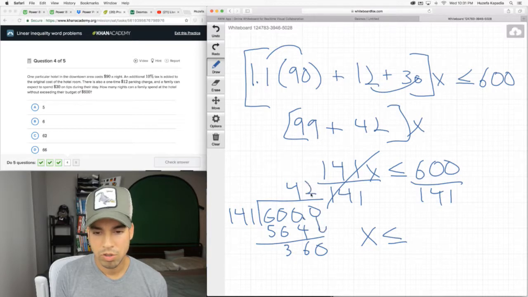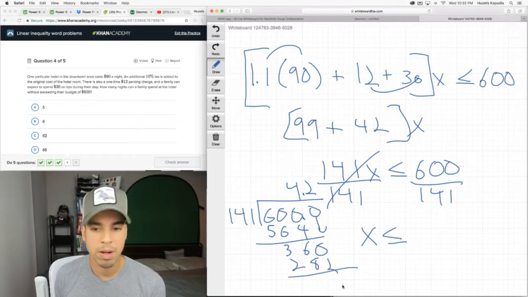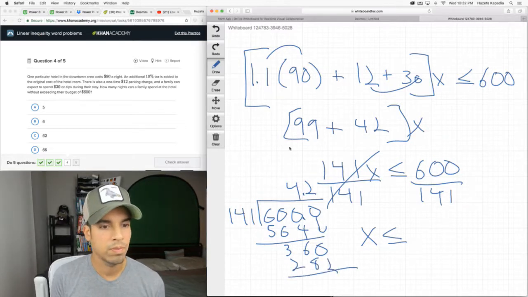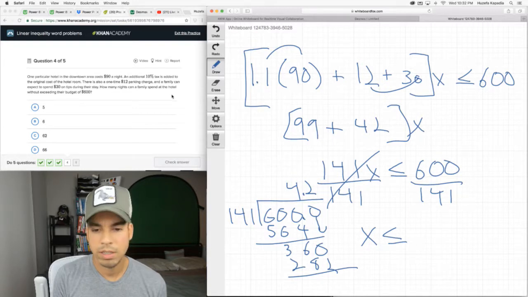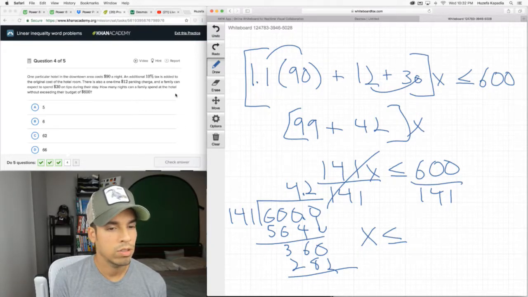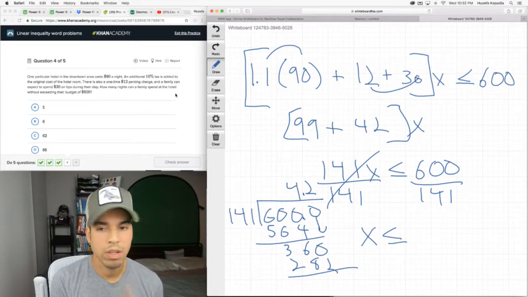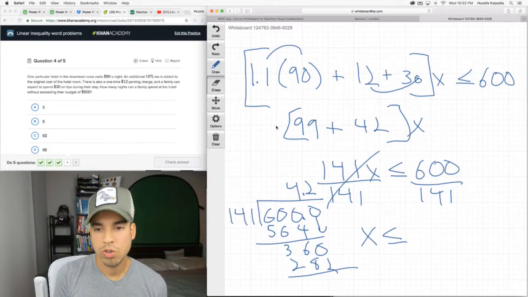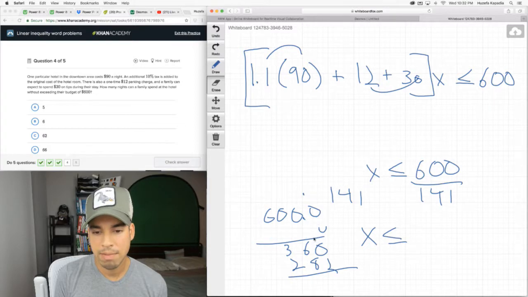And then that is 4.2. So that is 282. I think this is going to be about enough. So how many nights can a family, wait, did I do this right? Because they can't even spend 5 nights there. Wait. I did this wrong. Spend $30, a one-time charge of $12. Whoops, I messed up. This $12 charge is actually not multiplying.